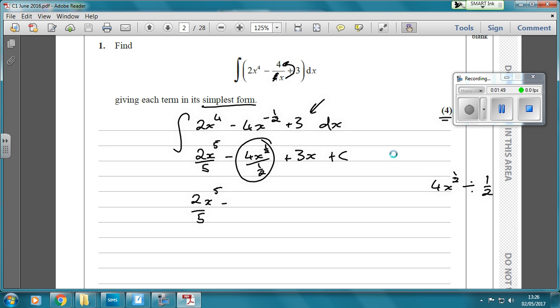Because when you divide by a fraction, you need to do something called kiss and flip. So you turn the divide into a kiss, a multiply, and then you flip the second one upside down, so 2 over 1. So instead of 4x to the power of a half, it's going to be 4 times 2, it's going to be 8x to the power of 1/2 plus 3x plus c. And that's how to get 4 marks on the first question.